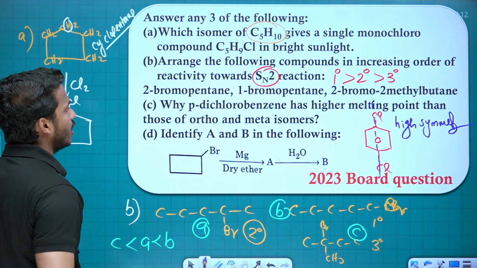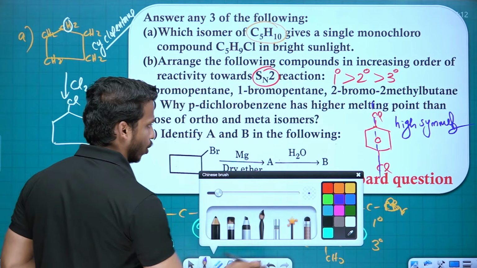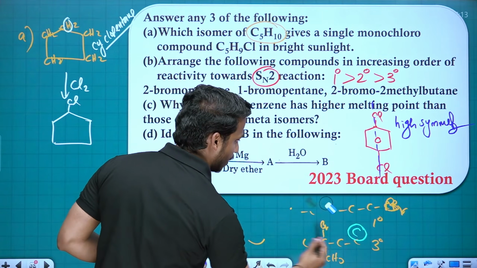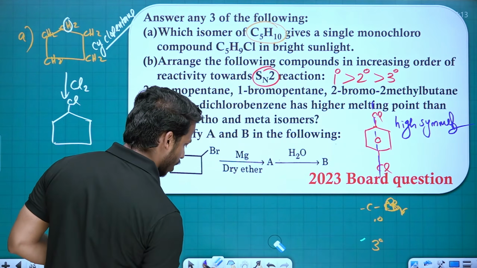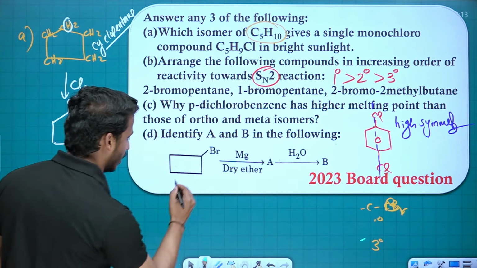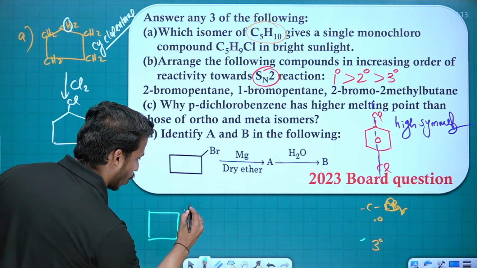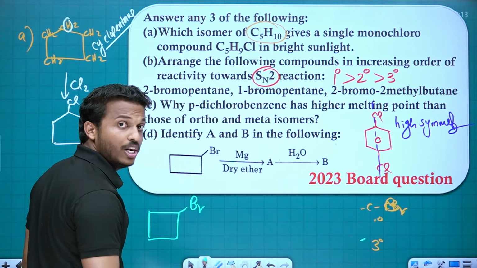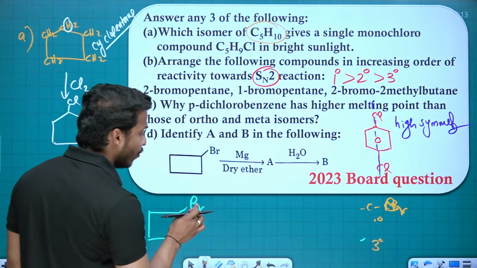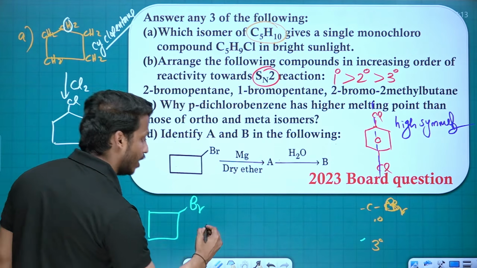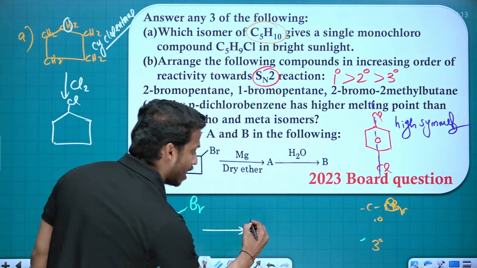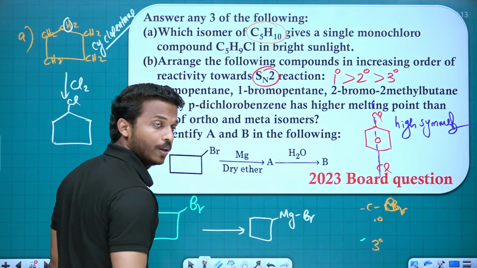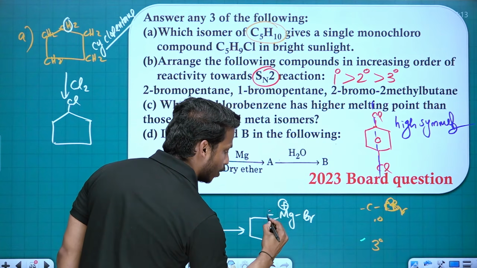And D question: identify A and B in the following. Please check the reaction. Cyclobutyl bromide is given, and this compound is treated with magnesium and dry ether. What happens when a haloalkane reacts with magnesium in dry ether? You will get Grignard reagent, cyclobutyl magnesium bromide, with magnesium plus and the alkyl group minus.